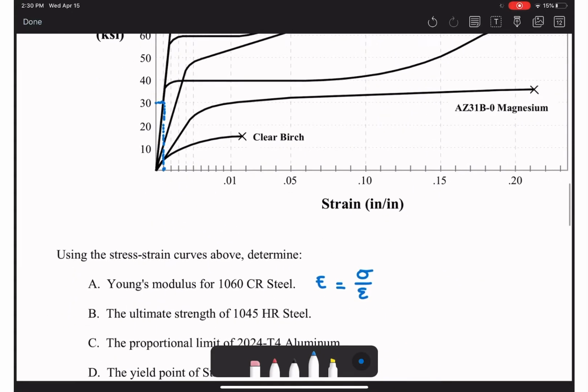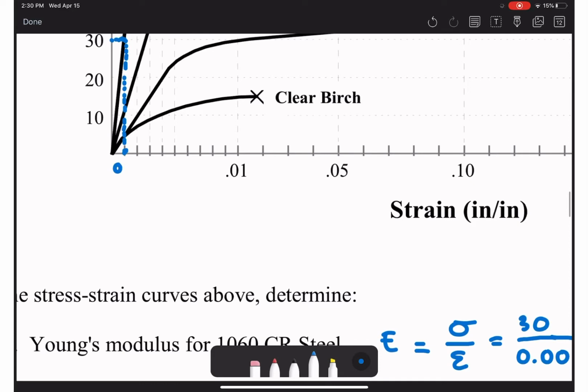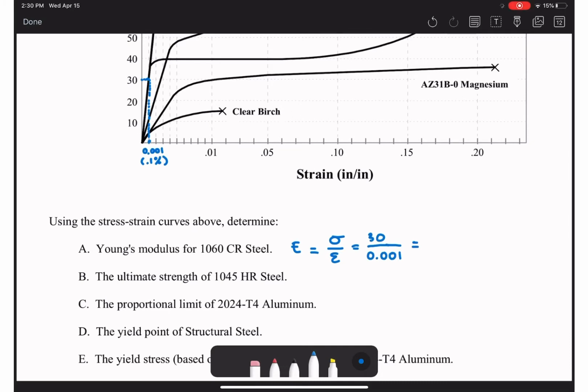So from that we can plug in 30 ksi divided by 0.1%, which will be 0.001, because as you can see this is 0.01, so this is 0.1%. From that we can find the answer. This one is 30,000 ksi for that steel.